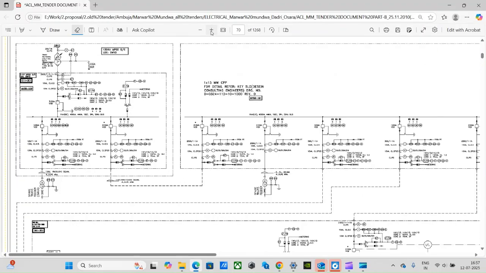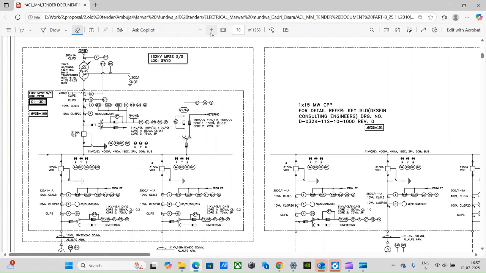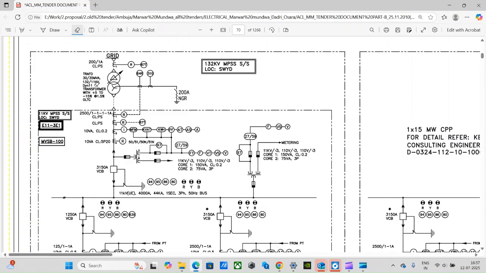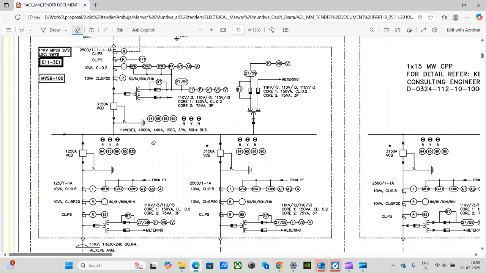So we need to identify this. This is the grid, and from here a 132 by 11 kV transformer is feeding this MPSS. Somewhere it is called MRSS switchboard also. This is an 11 kV switchboard, and in this there is one incomer and two outgoing.